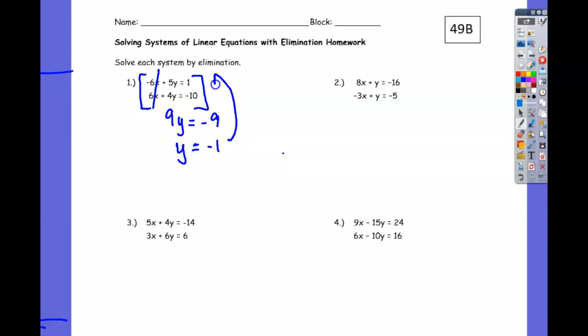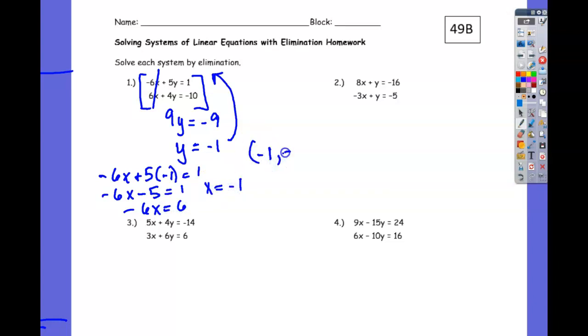So then you plug it back in to get your x. -6x plus 5 times your -1 would be equal to 1. -6x minus 5 equals 1. -6x would be equal to 6, so your x would also be equal to -1. Okay, so that should be pretty straightforward.